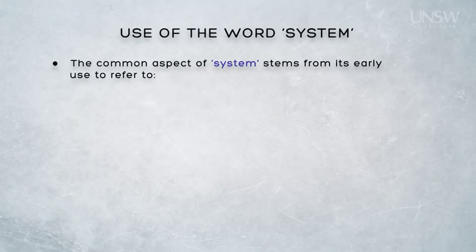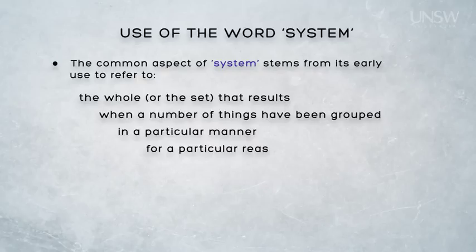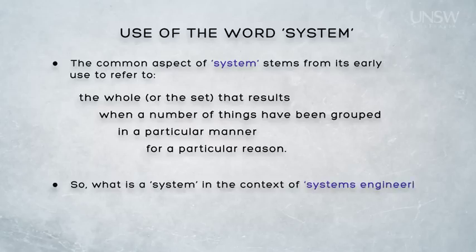Now, in all these contexts, the common aspect of the use of the word system comes from its early meaning and its Greek root. A system refers to the whole, or the set, that results when a number of things have been grouped together, in a particular manner, and for a particular reason. What the set is, how it's grouped, and for what reason, is context-dependent, however.